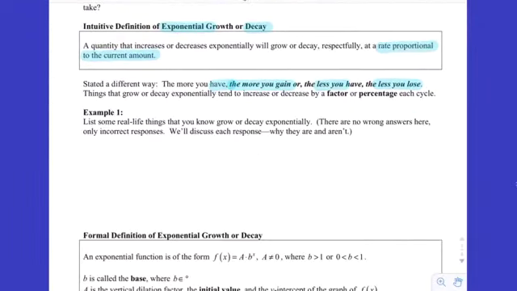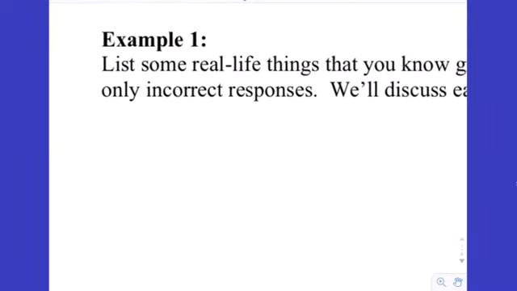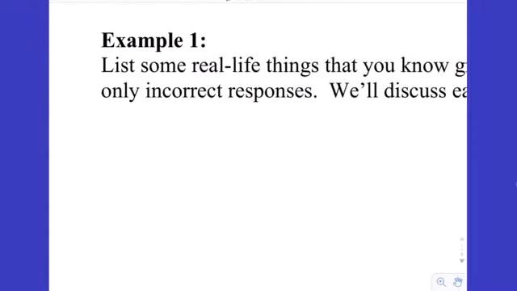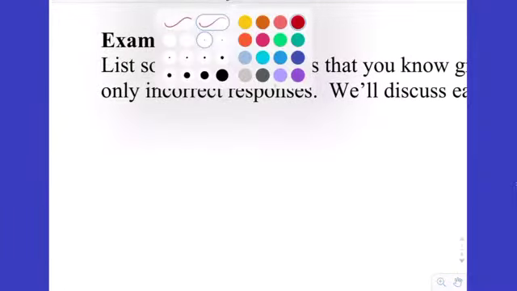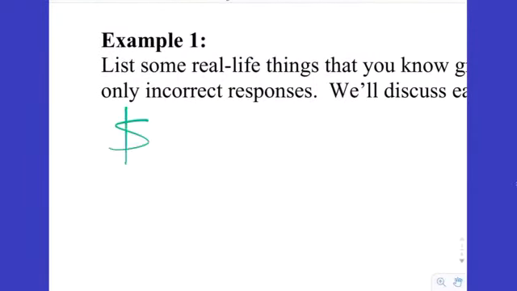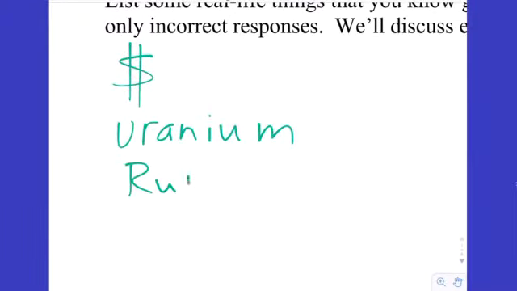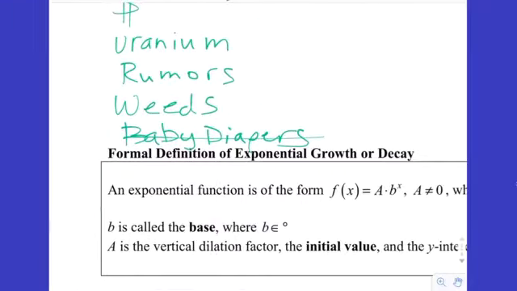Okay, cool. Uranium, I like that one. So we didn't list the things, but we wrote them down. List some real things. Let's go ahead and write it down. Money, cha-ching, uranium. What else do we say? Rumors, weeds, and baby diapers? No, baby diapers is not on the list. I don't think they decay at all, not even polynomialishly.